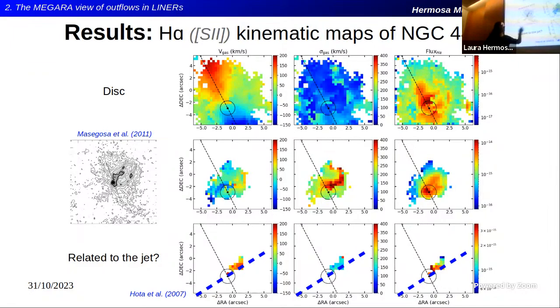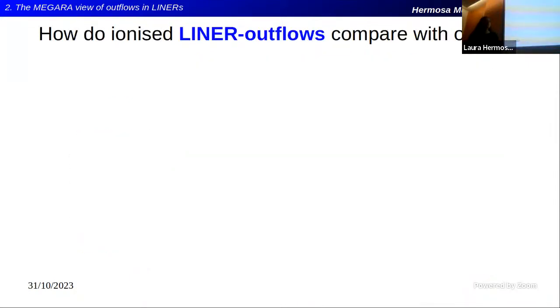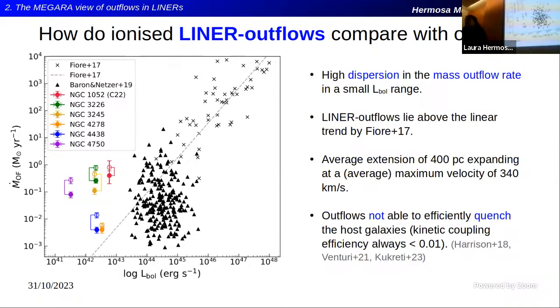And then the third component, which again has very different kinematics from the other two, we have interpreted as related to radio emission that is seen in that direction. Okay, so now in general, how do these outflows compare with other AGNs, and how do they fit in the relation of Fiore that I've shown before? So this is what we have found.